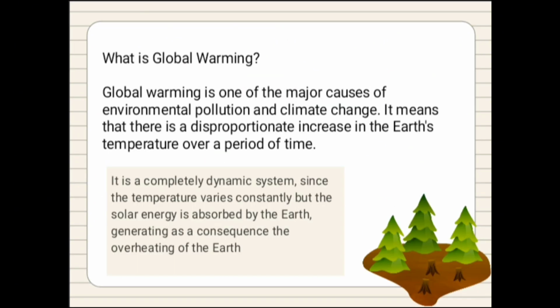What is global warming? Global warming is one of the major causes of environmental pollution and climate change. It means that there is a disproportionate increase in the Earth's temperature over a period of time. It is a completely dynamic system since the temperature varies constantly, but the solar energy is absorbed by the Earth, generating, as a consequence, the overheating of the Earth.